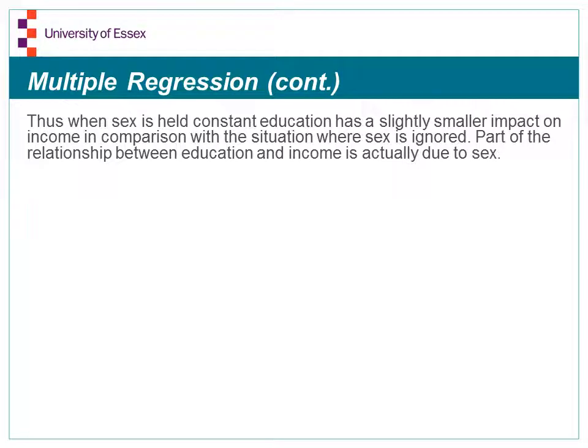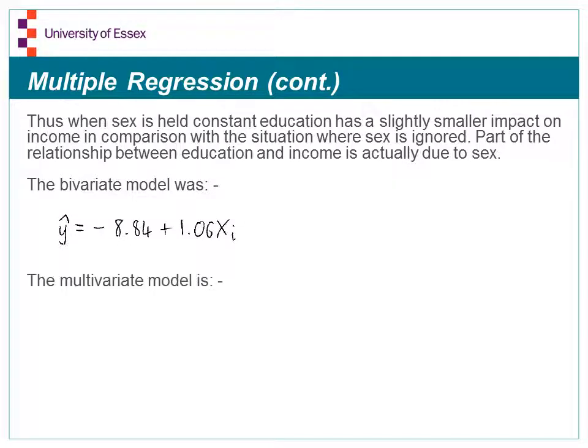So let's examine it again. We can see that my bivariate model was y hat equals minus 8.84 plus 1.06 times x1. And for my multiple regression, my multivariate model, I've got y hat is equal to minus 7.37 plus 0.98 x1 plus, sorry, minus 0.88 x3.